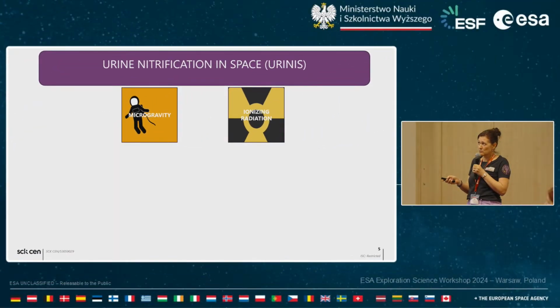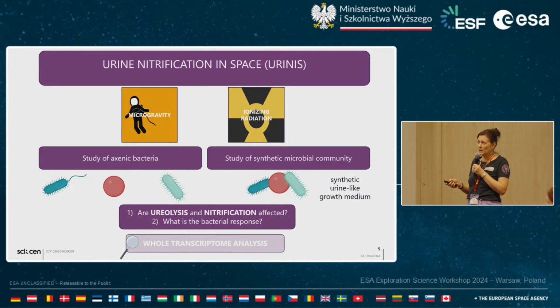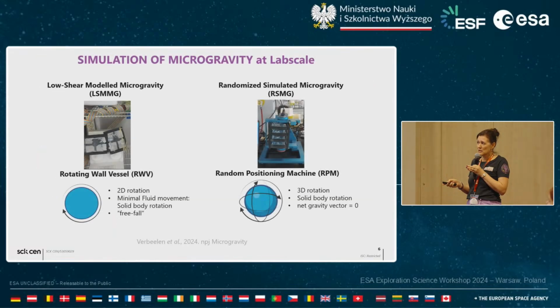But in the meantime, we are preparing that. We are testing microgravity and ionizing radiation impact on all of the bacteria singly, but also in what we call a tripartite community. We use a synthetic urine-like growth medium, and we look: is ureolysis still ongoing, is nitrification affected? But it's endpoint measurements, it's not kinetic measurements. The method we used at SCK is whole transcriptome analysis. Some other partners are doing the proteome analysis and metabolomics on the same samples.